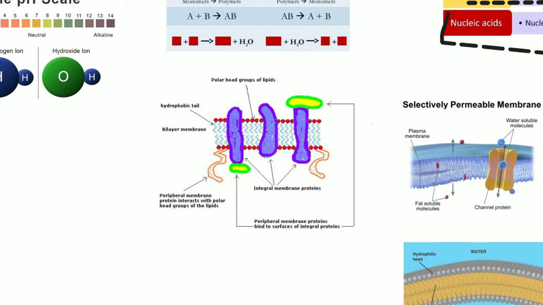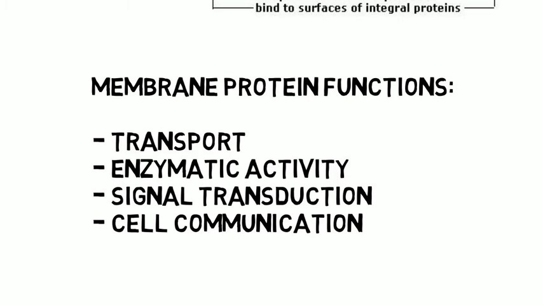Embedded proteins in the cell membrane can be hydrophilic or hydrophobic. The two types of proteins found in membranes are integral and peripheral. Integral proteins are transmembrane proteins with hydrophobic and hydrophilic portions. Peripheral proteins bind to integral proteins on the outside of the cell membrane. Functions of membrane proteins include transport, enzymatic activity, signal transduction, and cell communication.